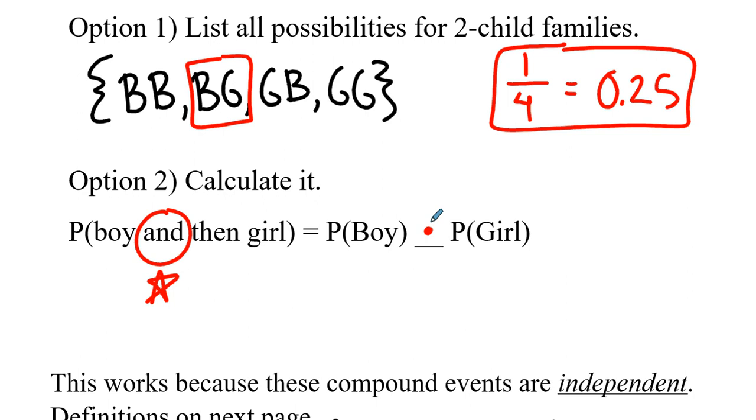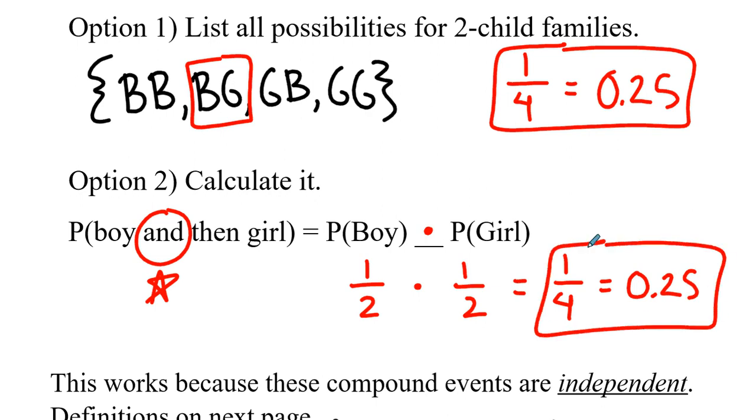What's the likelihood that there was a boy first? Well, a 50% chance. Times, what's the likelihood that a girl is second? Well, also another 50% chance. 1/2 times 1/2 is 1/4. 25%. It works.